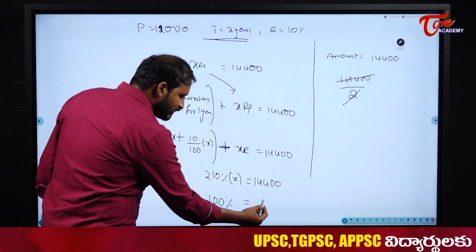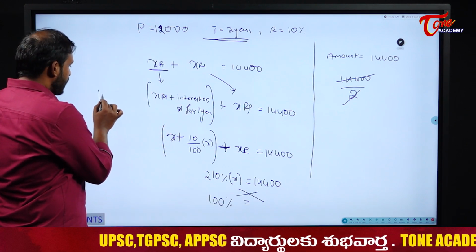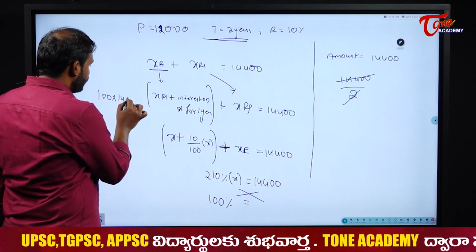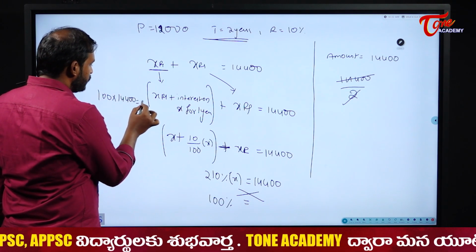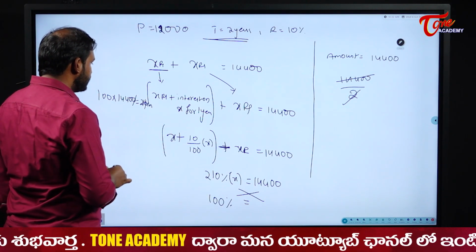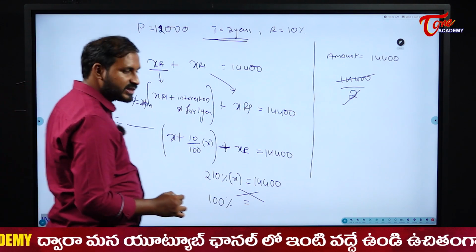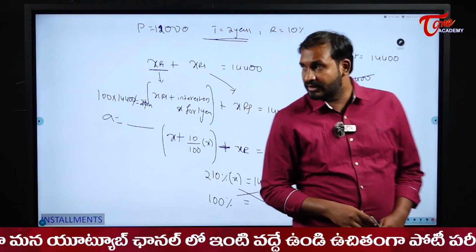Okay, we don't know. Cross multiply it, students. What it becomes? 100 into 14,400 is equal to 210 into some A. Whatever it is, 0, 0 get cancelled. And you will get some value here in decimals. Why? Because I have taken a random value.